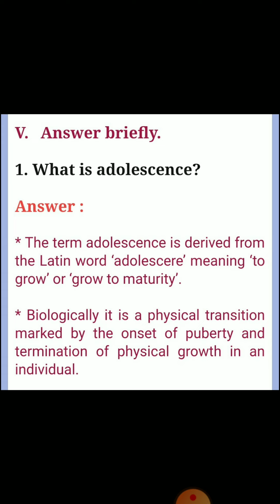Fifth Roman, answer briefly. First one, what is adolescence? Answer, the term adolescence is derived from the Latin word adolescere, meaning to grow or grow to maturity. Biologically, it is a physical transition marked by the onset of puberty and termination of physical growth in an individual.